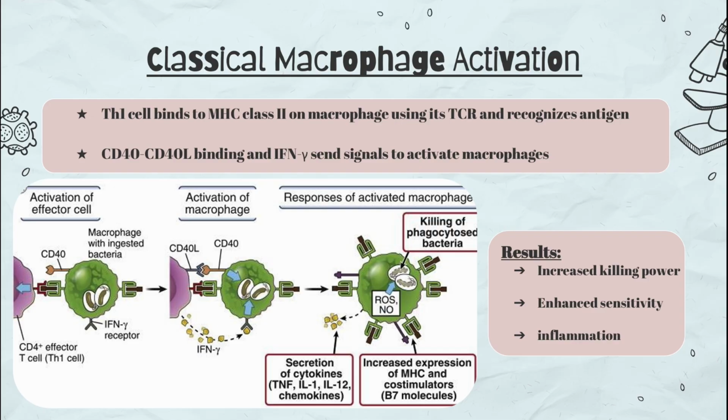Antigen recognition by the binding of MHC class II on the macrophages and the TCR on the Th1 cell occurs, stimulating the classical pathway of macrophage activation. The Th1 cells secrete interferon gamma, and at the same time, the CD40 ligand and CD40 receptor bind and provide the necessary second signal for macrophage activation. This results in increased macrophage production of reactive oxygen species and nitric oxide in order to kill engulfed bacteria. Sensitivity to antigens also increases as MHC and co-stimulator expression increase, and cytokine release causes inflammation.